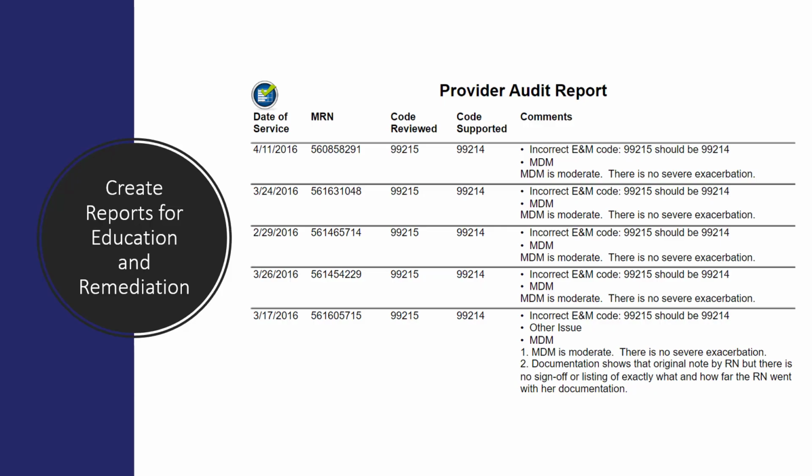The provider audit report is the next logical step. This is a detailed report that you would take to the provider in order to do education and remediation services with them. So again, you can see what that looks like here. This was a 5, it should have been a 4. Medical decision-making is moderate, there was no severe exacerbation. So you're just going through and doing the education.